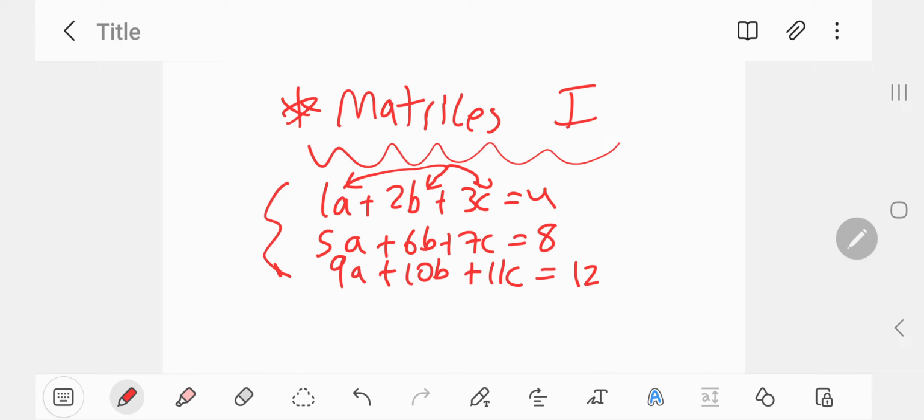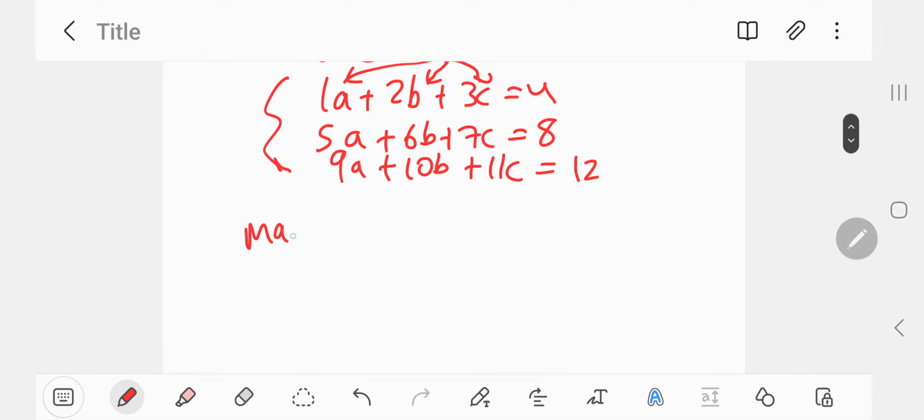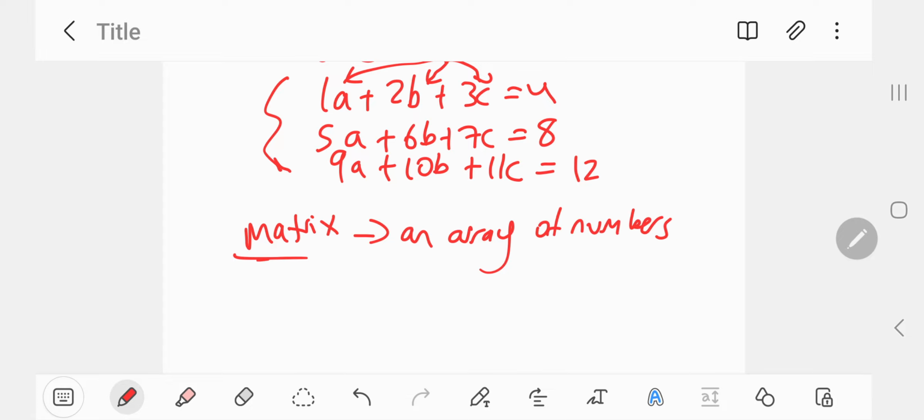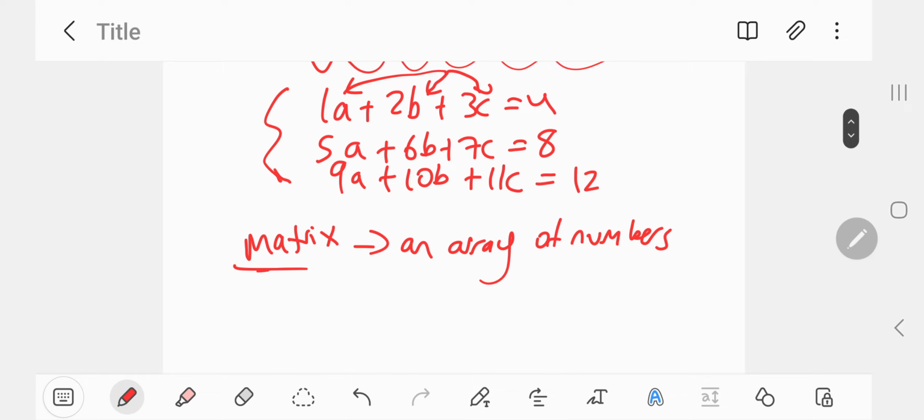We can use a computational program like Wolfram Alpha. But there's another way to solve these equations simultaneously, in other words, at the same time. This involves the use of a matrix. A matrix is basically an array of numbers. Matrices is the plural for matrix.